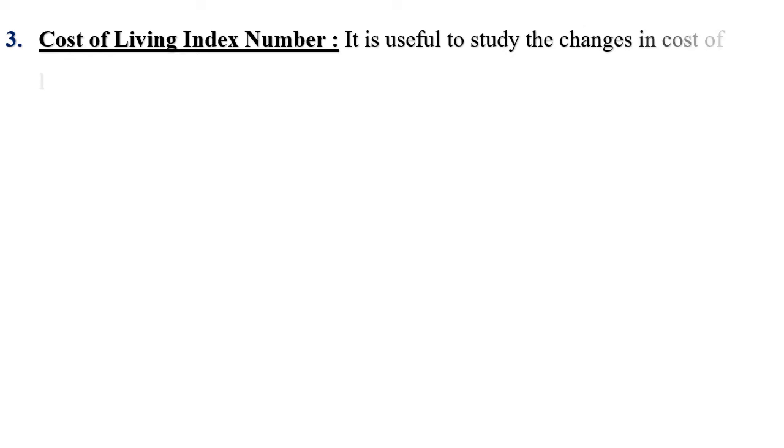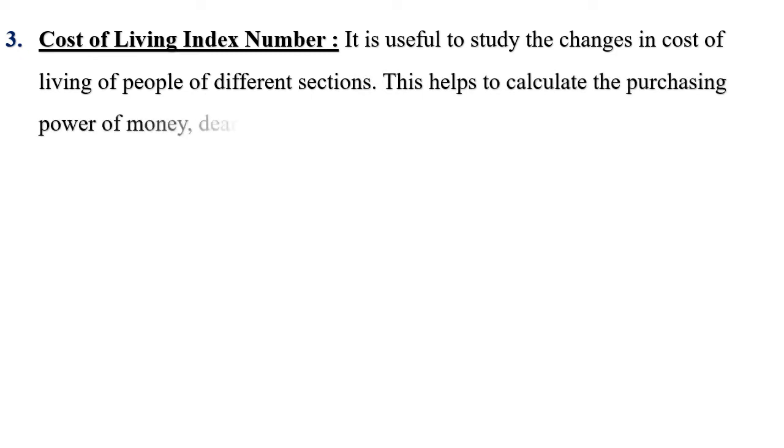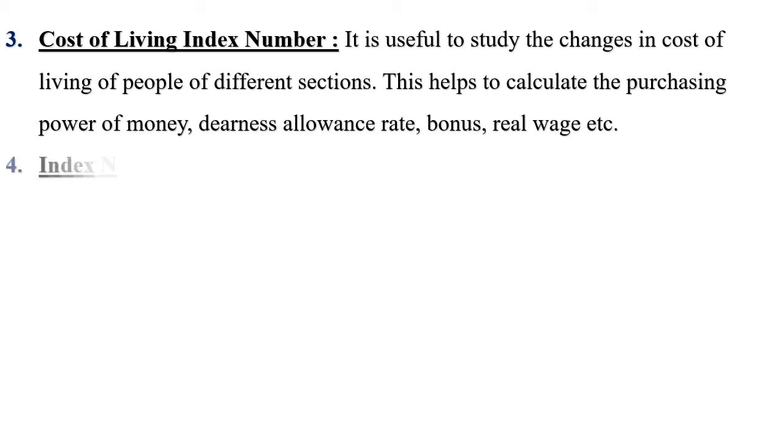Third point, cost of living index number. I think after studying the whole chapter, you are pretty familiar with what cost of living index number is. It is useful to study the changes in the cost of living of people of different sections. This helps to calculate the purchasing power of money, DA, allowance, bonus, real wage, etc. I think the uses of cost of living index number we have already seen, so we know these things.